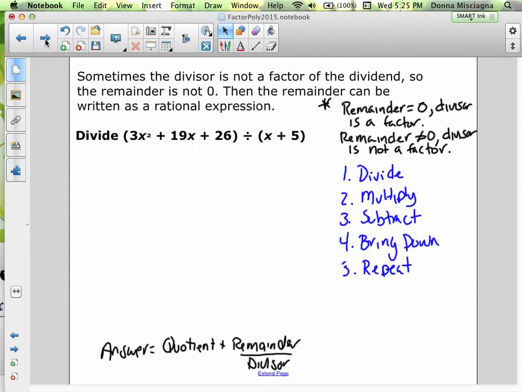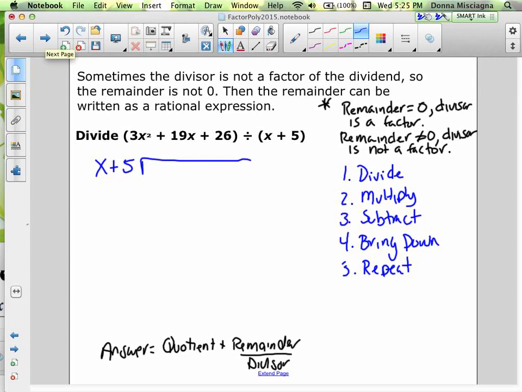Sometimes the divisor is not a factor of the dividend, so the remainder is not 0. Then the remainder can be rewritten as a rational expression. All right, so we want to divide 3x squared plus 19x plus 26 by x plus 5. X plus 5 is going to go outside the house. 3x squared plus 19x plus 26 is inside.